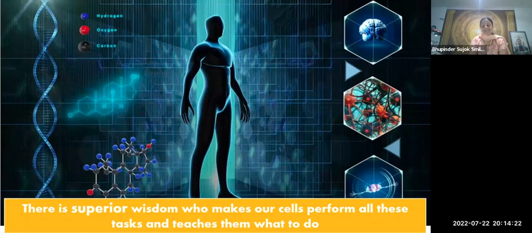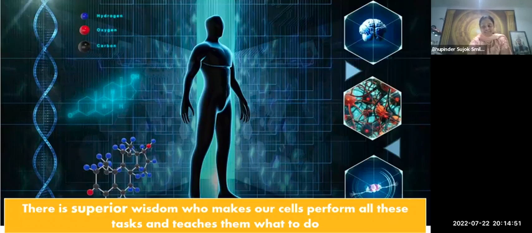All these tasks are happening very harmoniously. There is eternal wisdom. There is supreme consciousness. There is God flowing in these tiny cells. The same God is operating these tiny cells who created this big universe.